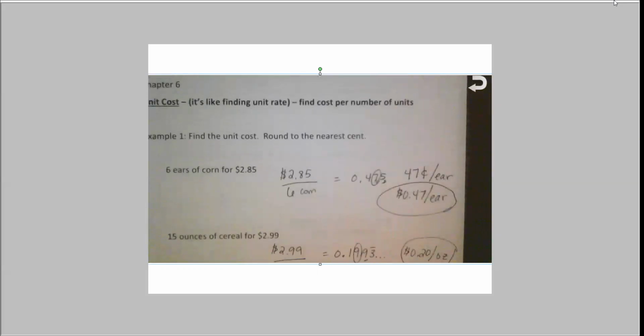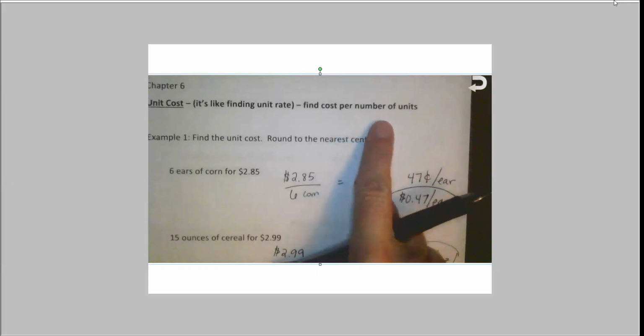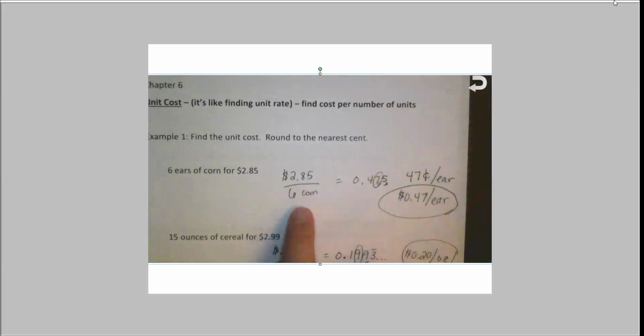You're looking for the cost per number of units. So you take the cost, divide it by your number of units to find that cost per unit.